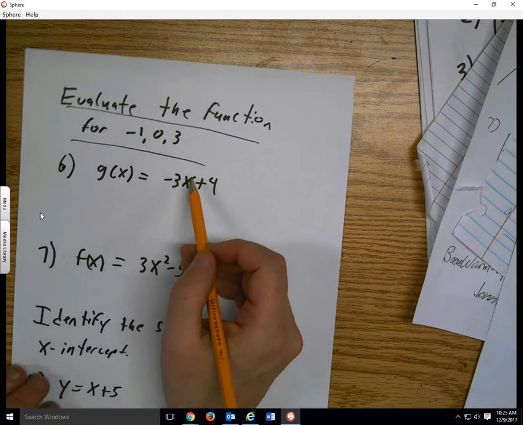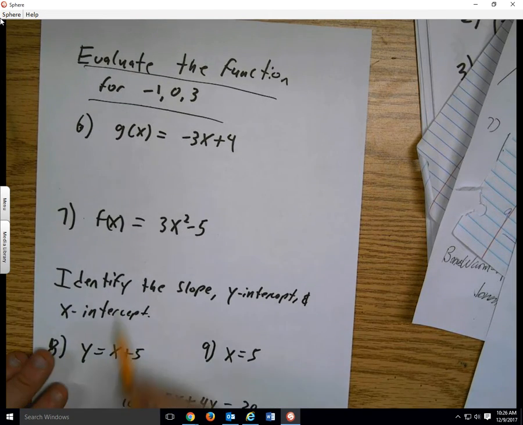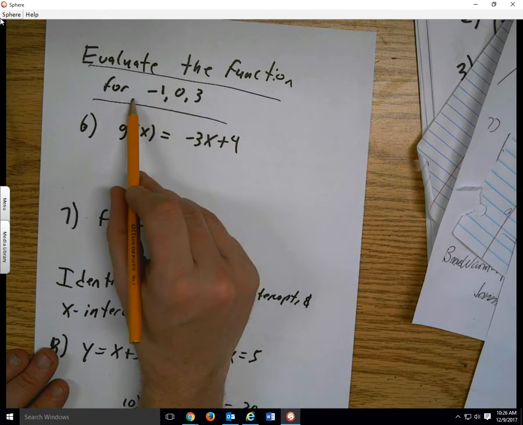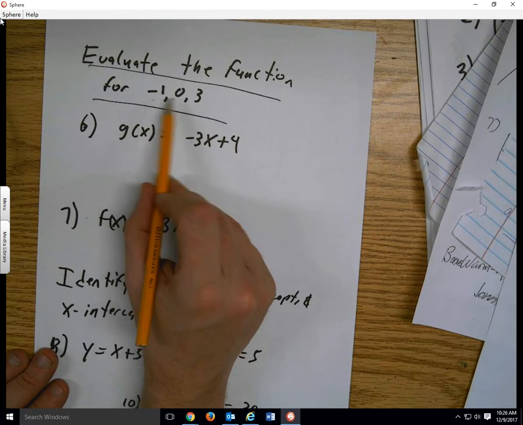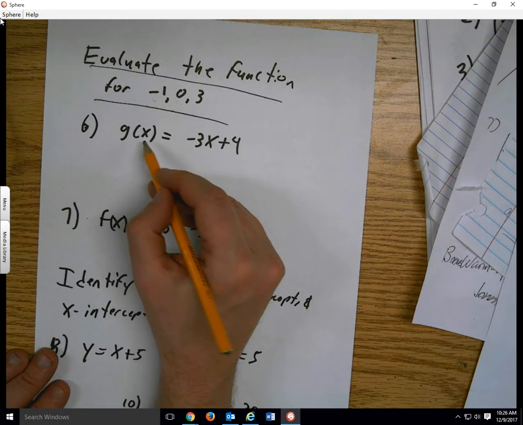So these are two types of questions I'm a little worried about on the test, so I want to go over those real quick. Evaluate the function for negative 1, 0, and 3. It means you need to substitute all of these into this equation in place of the x.